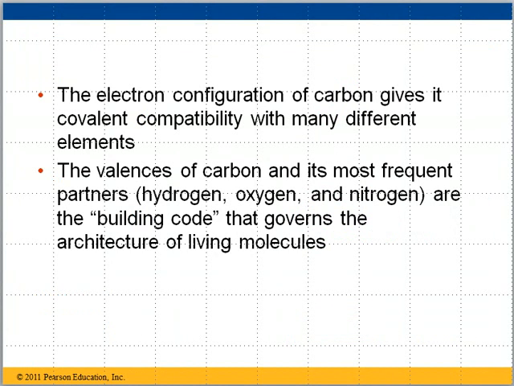So it's the electron configuration of carbon, the fact that it has the ability to make these 4 bonds, that gives it its ability to make so many different types of molecules. The valence of carbon and its most frequent partners, hydrogen, oxygen, and nitrogen, that's what makes up the basics, the building blocks that then are built off of to build complex living creatures like trees and whales and human beings.